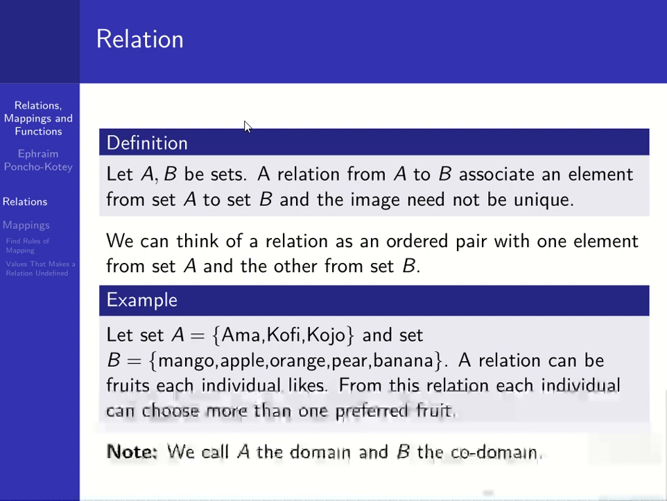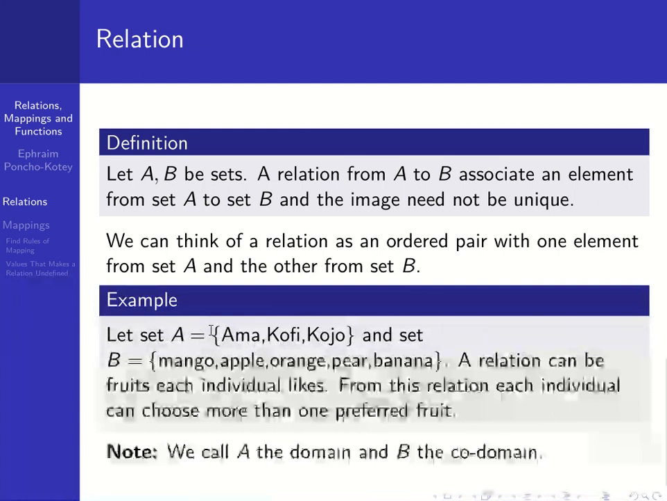It's like saying that for a particular element in A, I will pick another element in B. So it's like we have an ordered pair. For an element in A, I can find an element in B and pair them in that order. For example, in this illustration, we have a set A containing people and a set B containing fruits. So we could see that Amma may prefer mango, apple, or orange. Kofi may prefer all of them. Kojo might prefer none of them. So this is a relation.